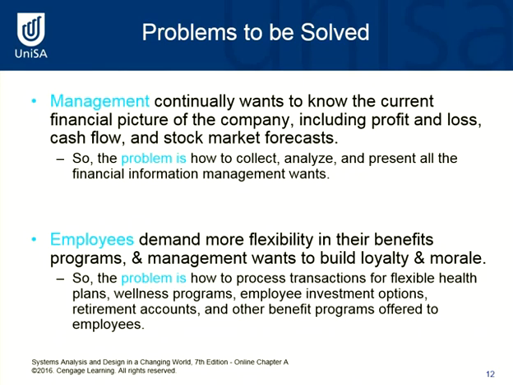And there's a marketing example. Management continually wants to know the current financial picture of the company, including profit and loss, cash flow, and stock market forecasts. Okay, that's what management wants. What's the actual business problem that's going on here that needs to be addressed through the use of an information system? The problem actually is how to collect, analyse and present all the financial information management wants.